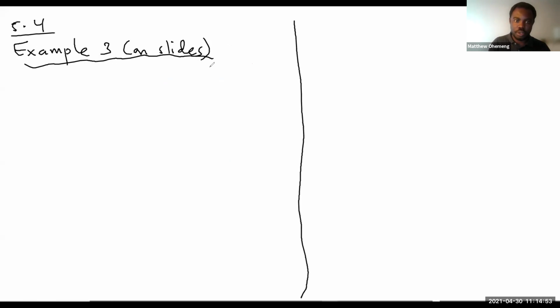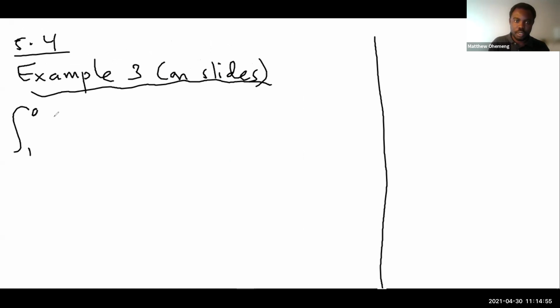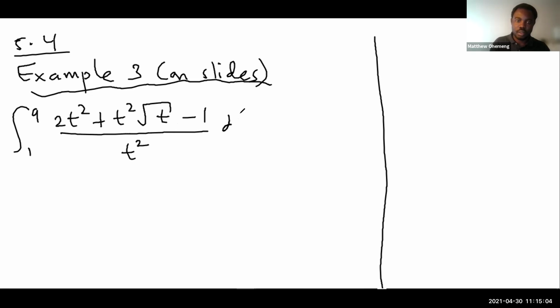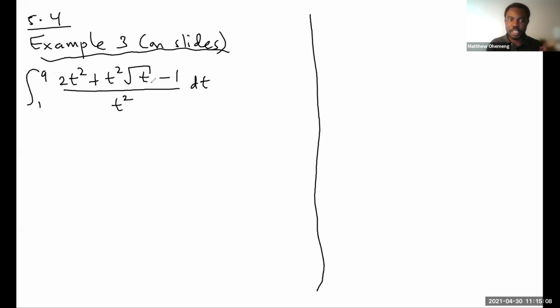Okay, so you're trying to do the integral from 1 to 9 of (2t squared plus t squared square root of t minus 1) all over t squared, dt. For this one, you're going to use the fundamental theorem of calculus part 2. Whenever you want to find a definite integral, just find the antiderivative of the integrand and evaluate at the upper limit minus evaluated at the lower limit.